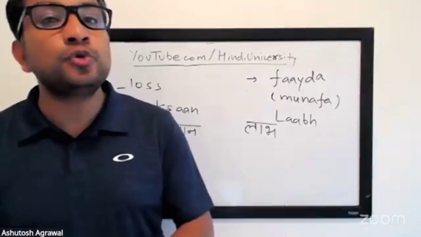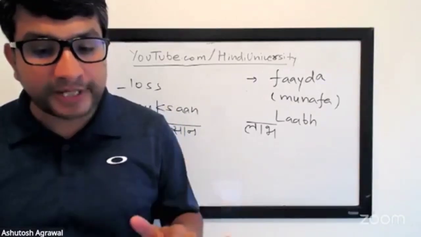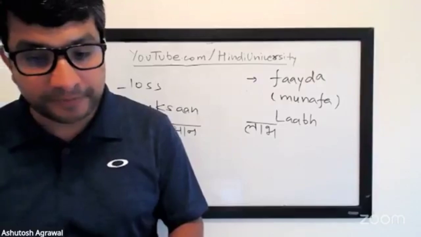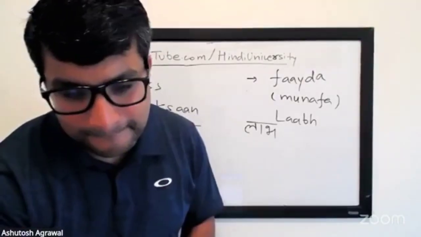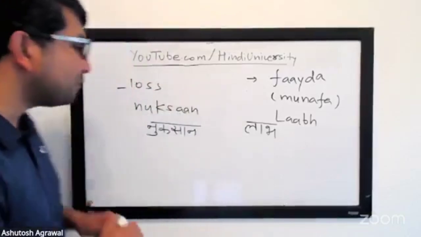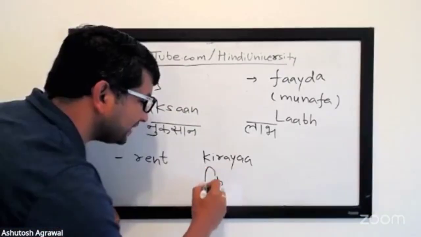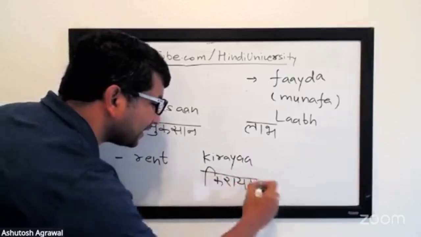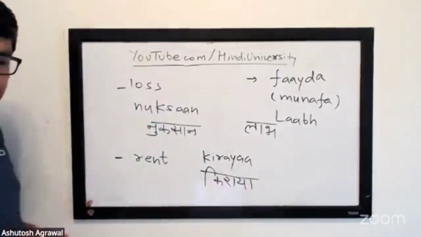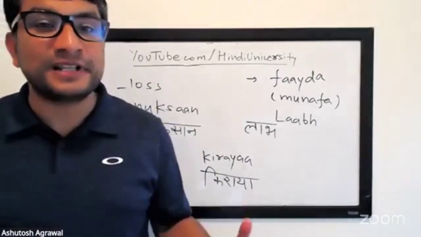You will have 2 times profit. You don't have to make the entire sentence; you just have to say 2 times profit. Duguna faida. Okay, what is the word for rent in Hindi? K, I, R, A, Y, A. Kiraya.